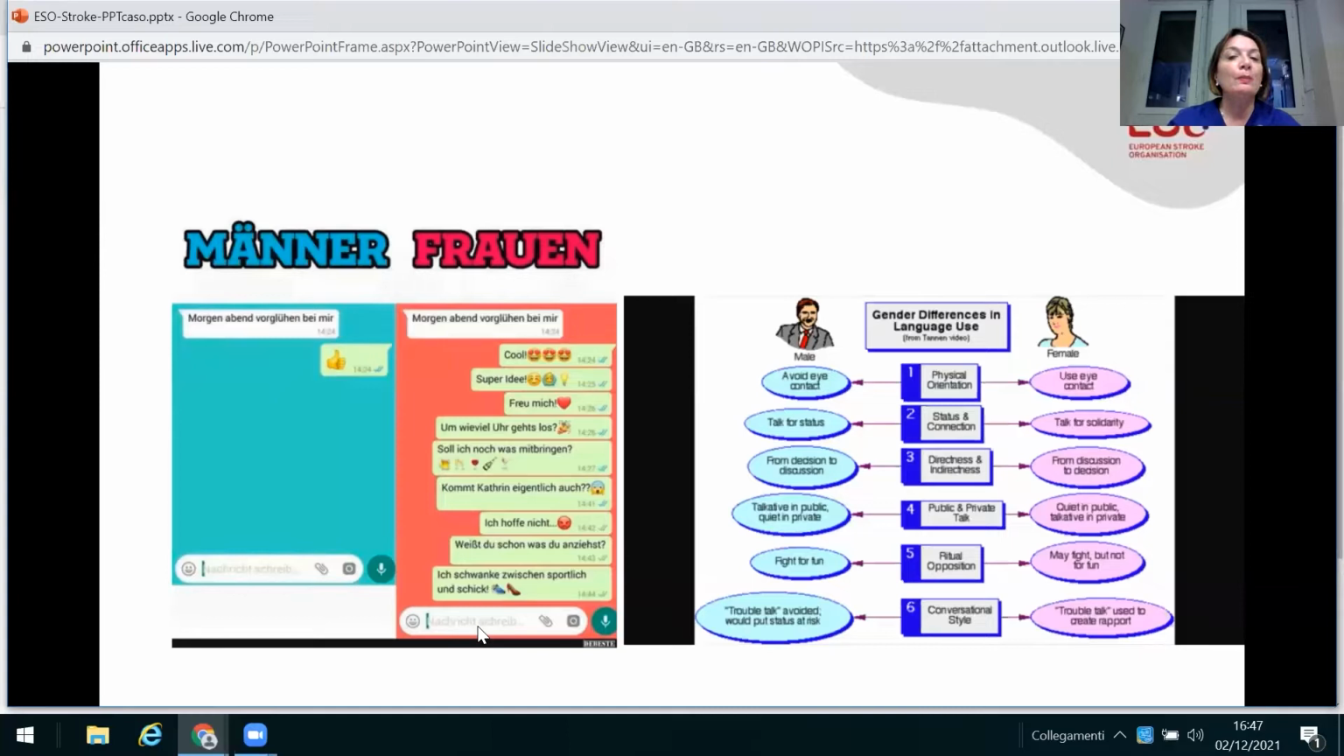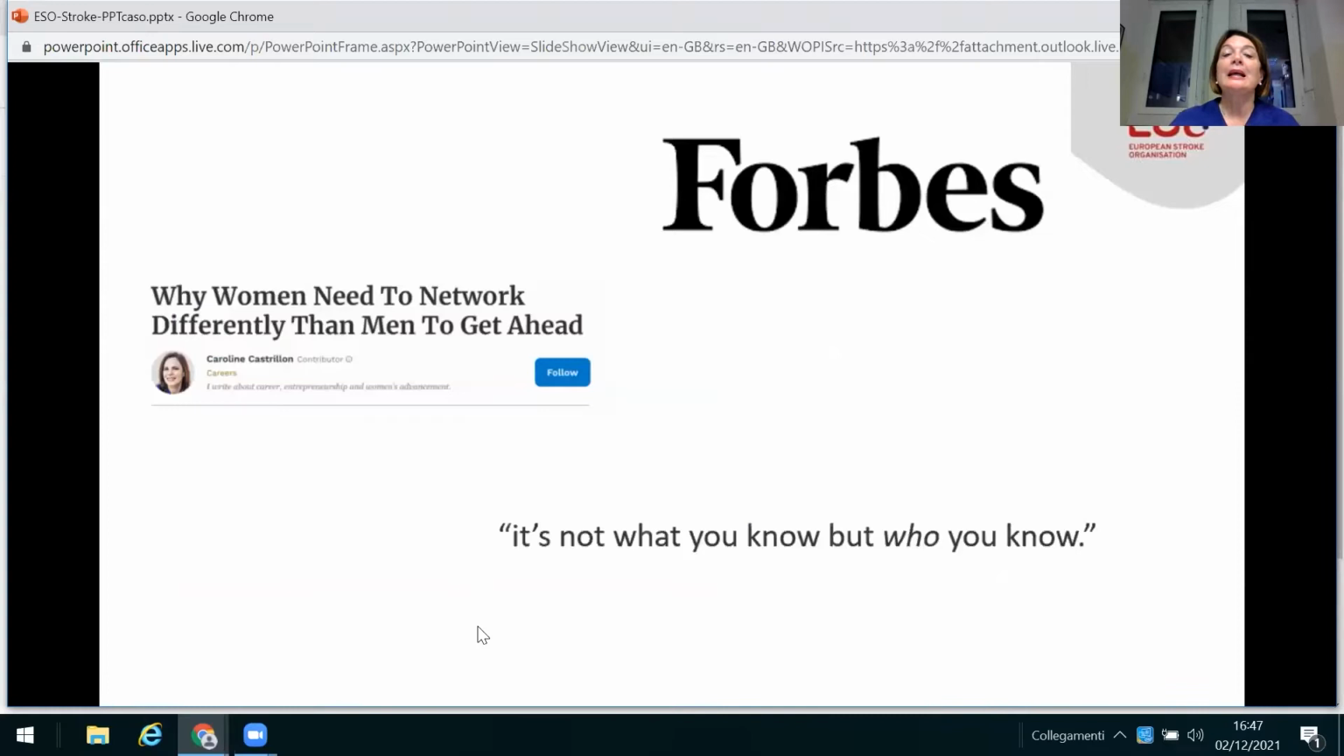So we have different body language. And we are not used to the old-fashioned way of building networks. Probably no one of you is playing golf, because I know something is really changing, because we always said the real business is done when you are playing golf with somebody, or when you talk with other people in a mixed environment where you have friendship and work together.